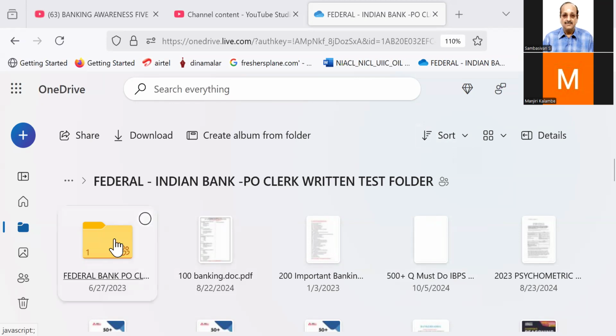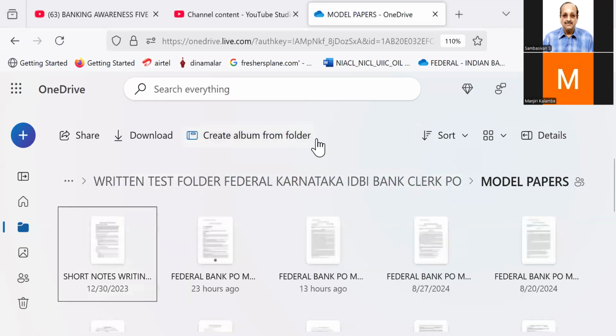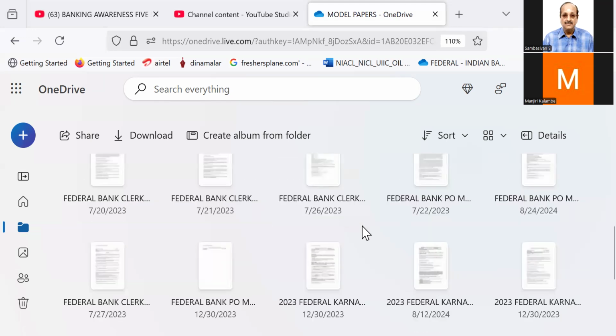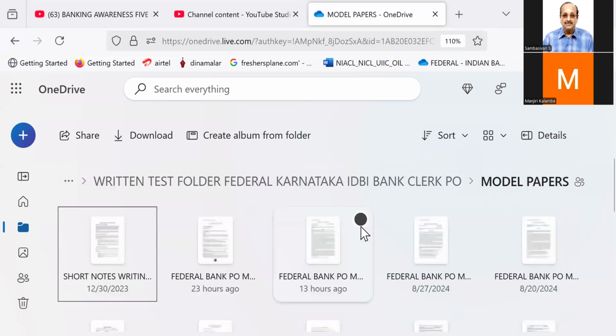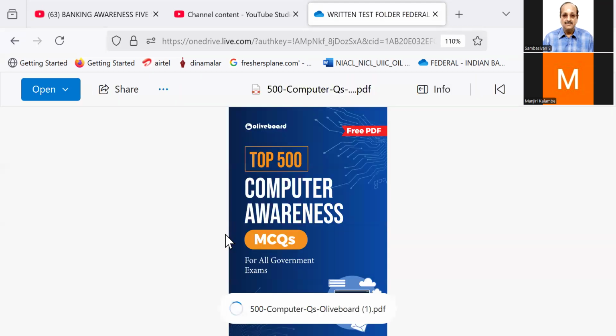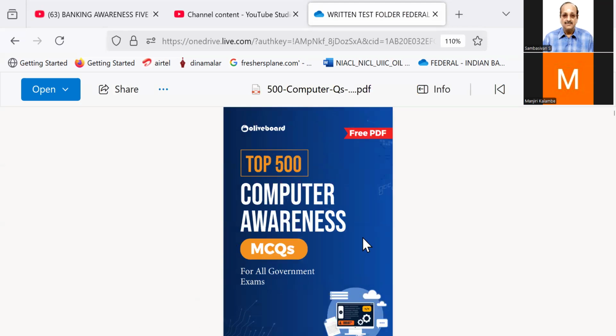In that, since the time available is very limited, I request you to concentrate on the model papers I have given you with answers. Even if you study only these, you will not have sufficient time at your disposal. Next, this one is for computer awareness. This is what we are discussing today, and we'll be discussing questions number 101 to 150 today.